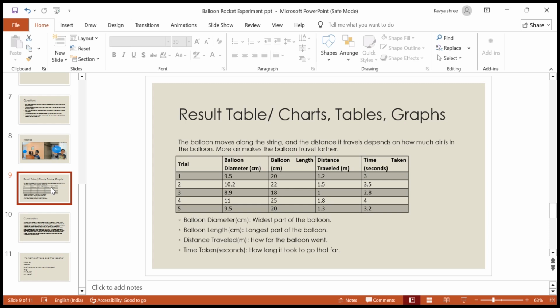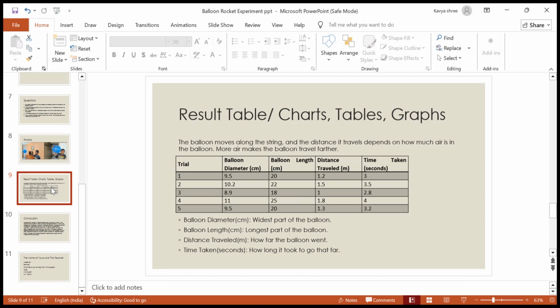Trial 1. Balloon diameter was 9.5 centimeters. Balloon length was 20 centimeters. Distance traveled was 1.2 meters and time taken was 3 seconds. Trial 2. Balloon diameter was 10.2 centimeters. Balloon length was 22 centimeters. Distance traveled was 1.5 meters and time taken was 3.5 seconds.